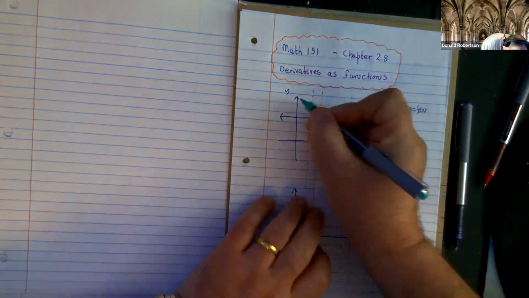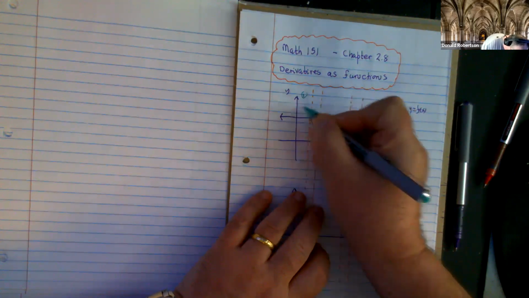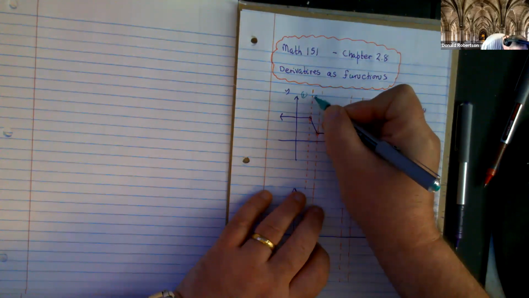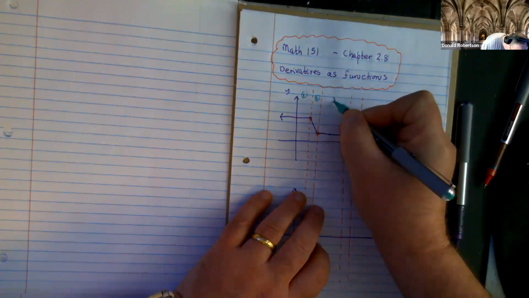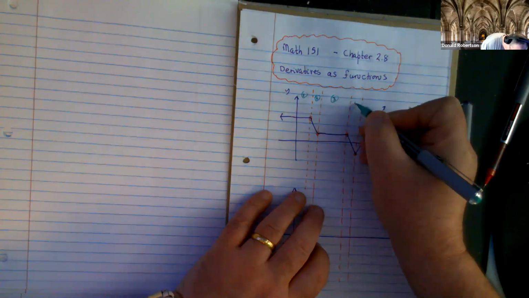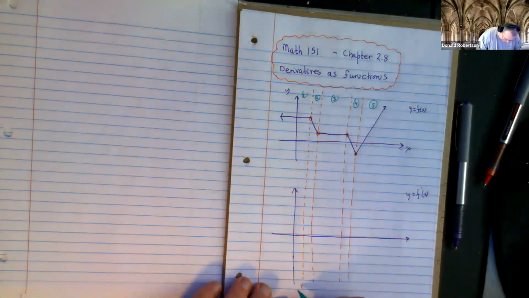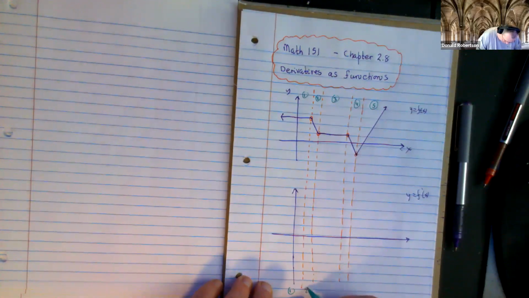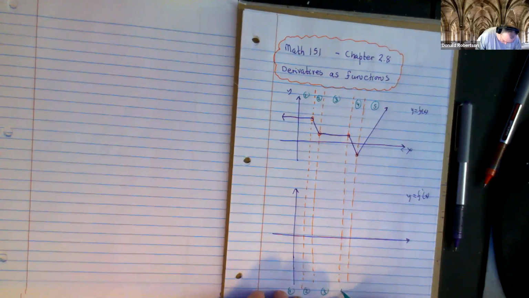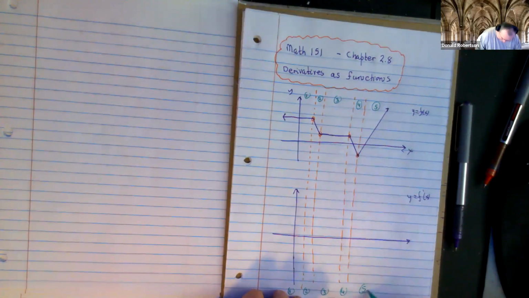I'm going to give each of these regions a number. This is region 1, this piece of the curve. This tiny little bit in the middle is 2. This flat bit is 3. This sloping bit is 4. And this sloping up bit is 5. So we've got regions 1, 2, 3, 4, and finally 5.